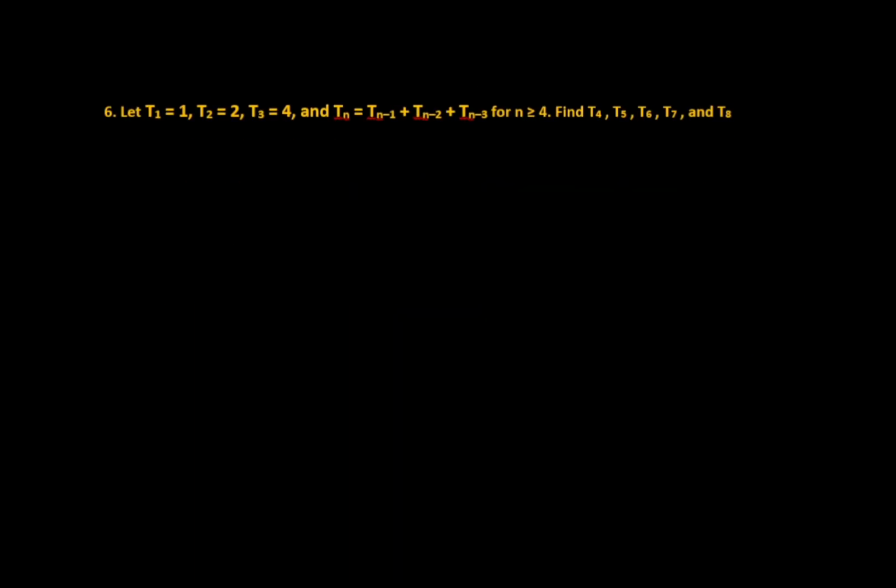Next question. Let T1 is 1. That is T1 is equal to 1, T2 is 2, T3 is 4. This is given in the question. And Tn is given as Tn minus 1 plus Tn minus 2 plus Tn minus 3. This is given. Find T4, T5, T6, T7, T8.